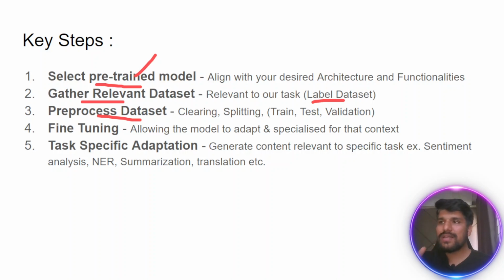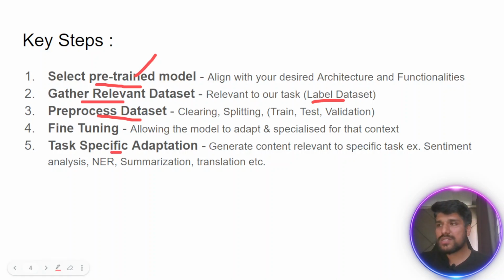Next is the fine-tuning. So what exactly are we doing now? We have the pre-trained model, we have the data set, we have done the pre-processing of the data, and now comes fine-tuning. In this fine-tuning, we are feeding this pre-processed data set to our model, so that the model will adapt to the data and work in a specialized way for that context. It has well-matured weights, so that it gives good results.